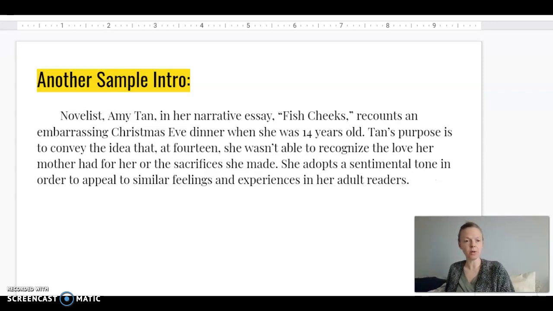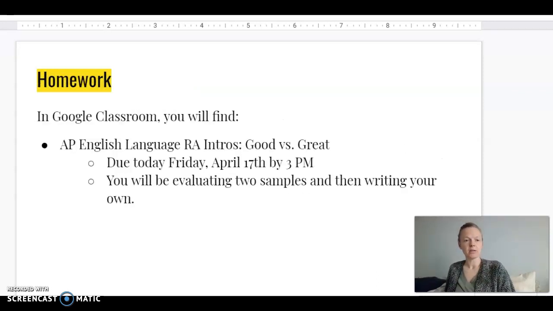And I think this will be a good way for me to just get a good snapshot of where you are with writing. I think intros for RA personally are pretty easy. Easier than argument or even the synthesis. So I think that is a good thing for you guys.